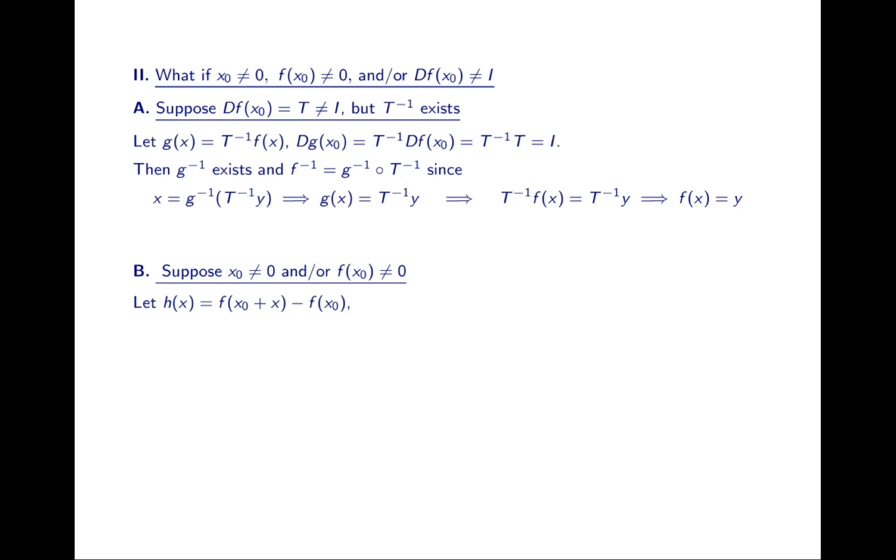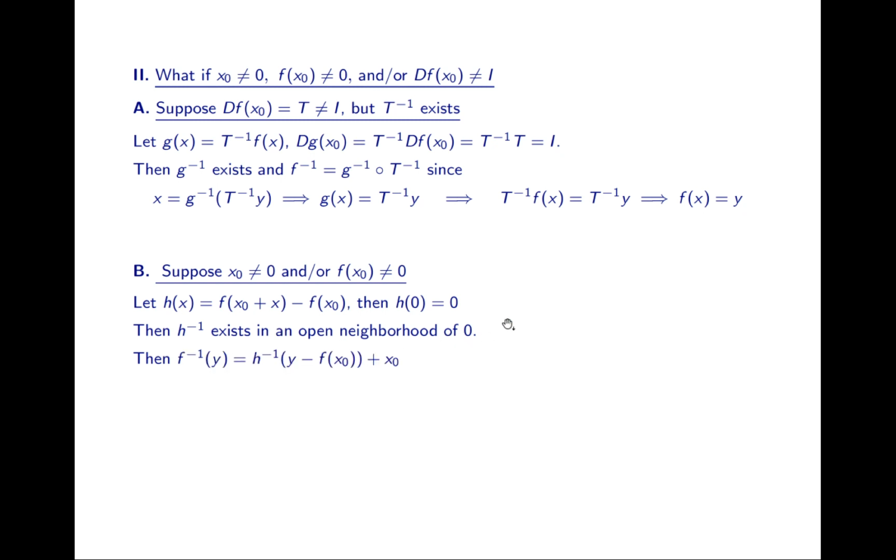Well, then we just shift. We shift the argument, and we shift vertically. Therefore, h of x has all of the pretty properties. H of 0 equals 0. Since h of 0 equals 0, and the derivative of h can be expressed in terms of the derivative of f, which has all the properties we need, I know that h inverse exists in an open neighborhood of 0. And I can construct f inverse in terms of h inverse, specifically using this formulation.